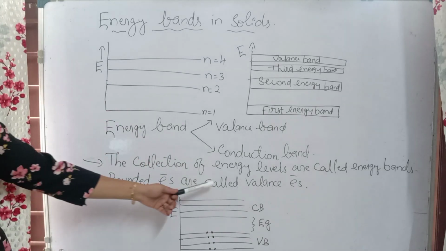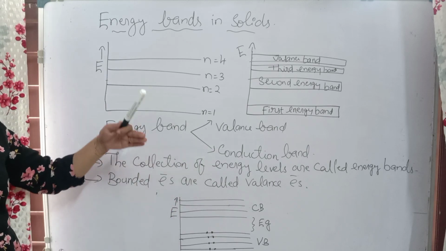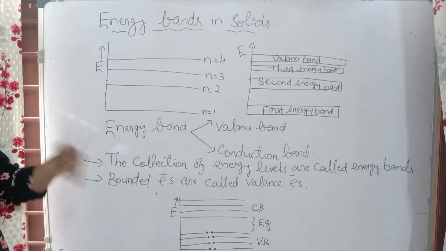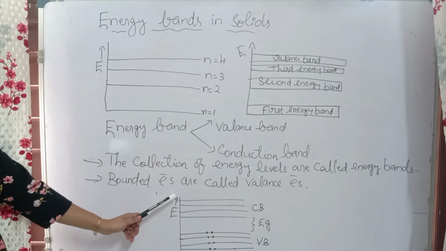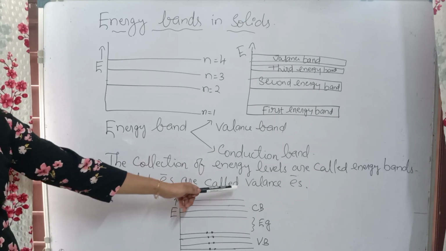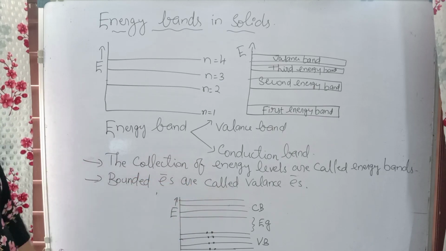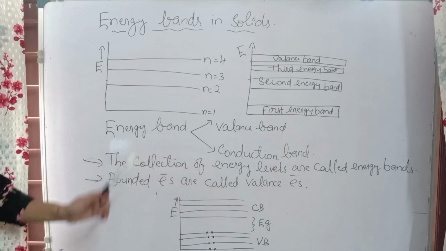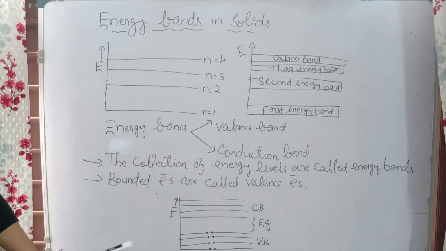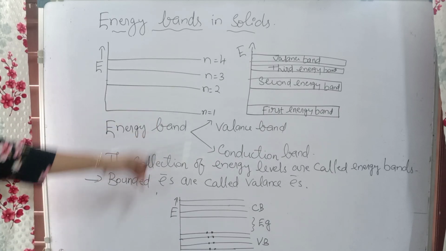Okay, so in such a case we can say that then they will be conduction electrons, but in the bounded state they will be called valence electrons. So this term we will use continuously. So just understand that bounded electrons are called valence electrons, and the band formed due to these valence electrons is called the valence band here.